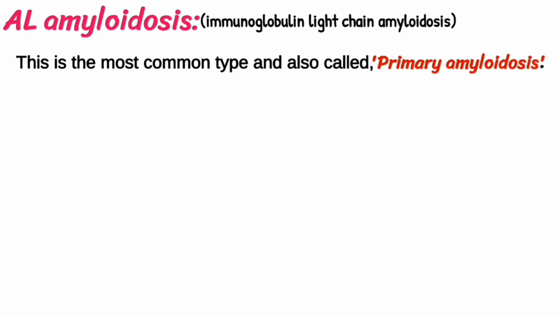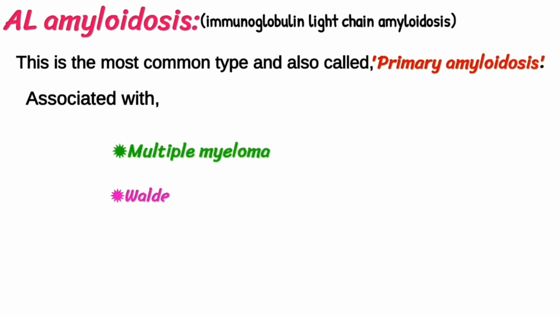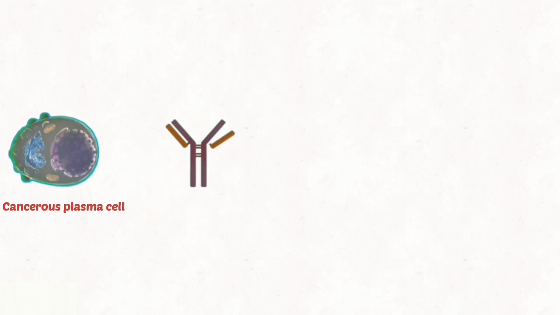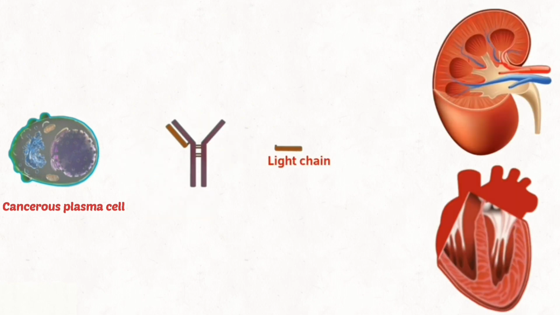AL amyloidosis is the most common type and also called primary amyloidosis. It is associated with multiple myeloma and Waldenstrom macroglobulinemia. The mechanism is that abnormal antibodies, especially light chains, are released from cancerous plasma cells and get deposited in the kidney and heart, leading to a range of symptoms which we'll discuss later.